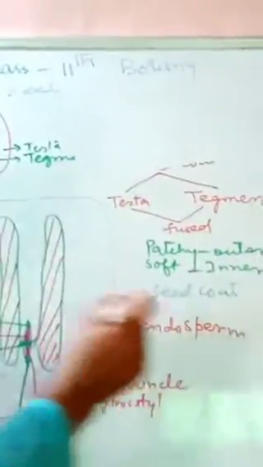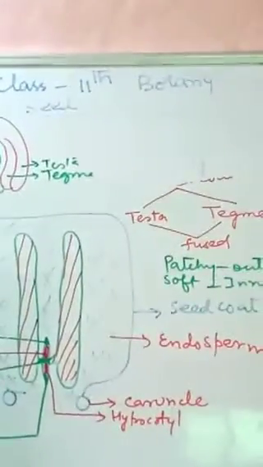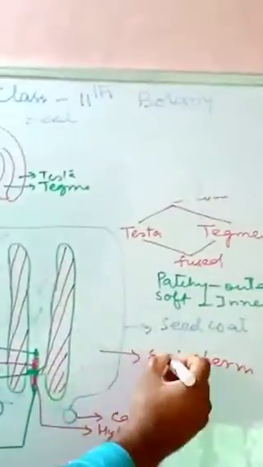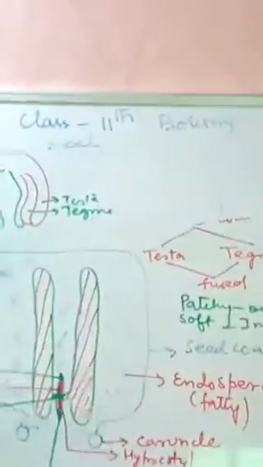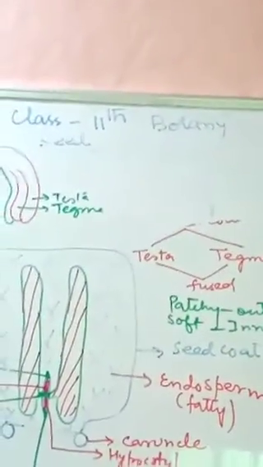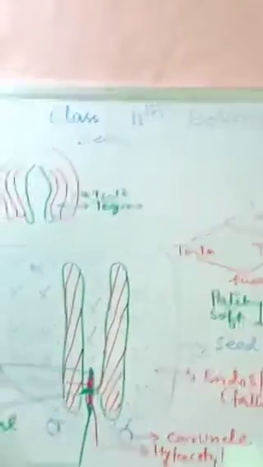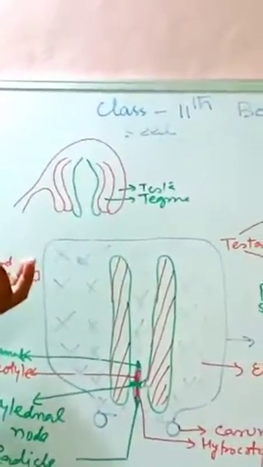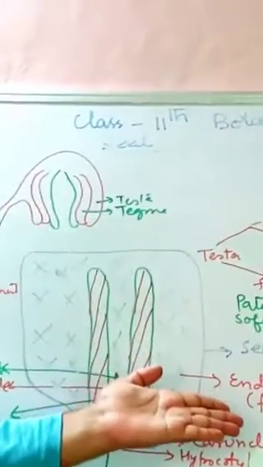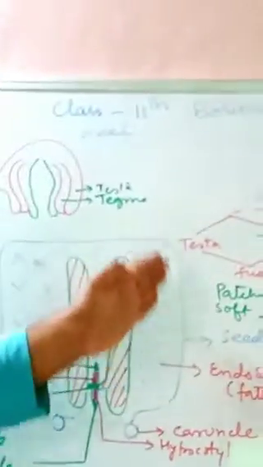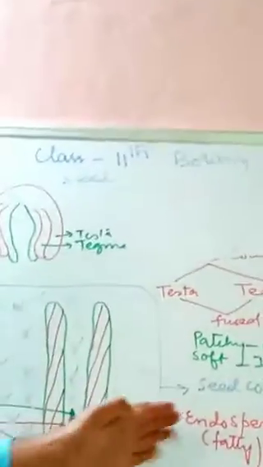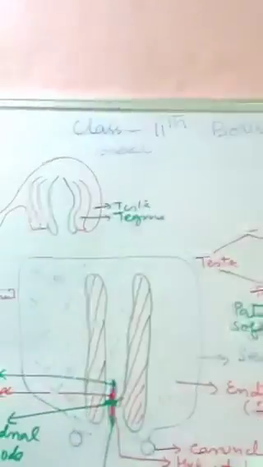Now the reserve food stored here in this endosperm is fatty. How do we come to know that it is fatty? When this castor seed is crushed, we get oil, and that oil is fatty in nature. So the reserve food in the endosperm is fatty in nature.